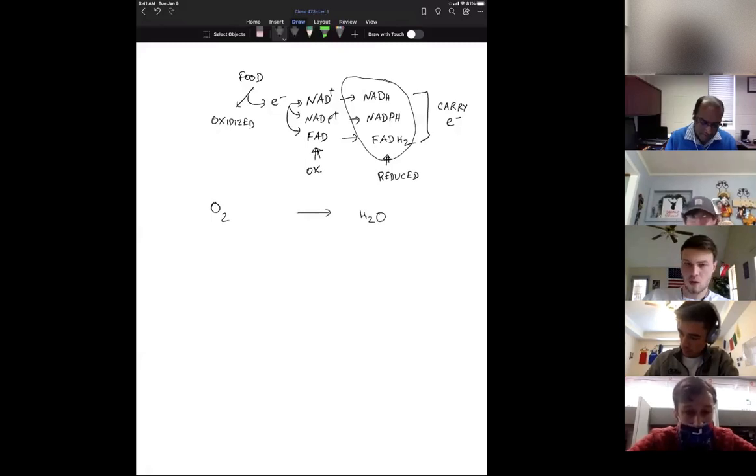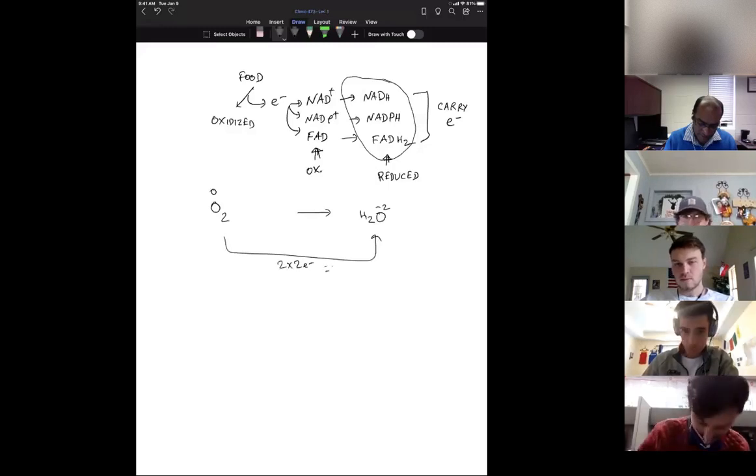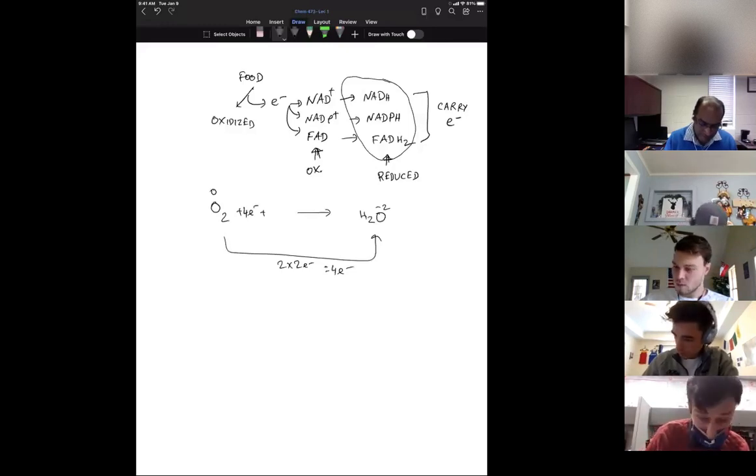And what is the oxidation state here on oxygen? 0. Here it is -2. Right? So you need at least 2 electrons. But you have 2 oxygen, so you need 2 times 2. So that's 4 electrons. So we have to give 4 electrons. But because there are 2 oxygen, right? To balance it, I need to put a 2 here. But that means we need 4 protons.